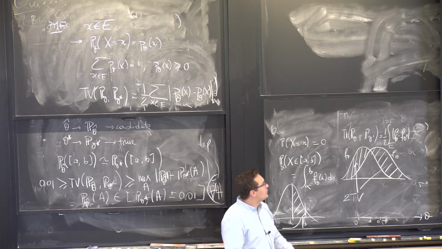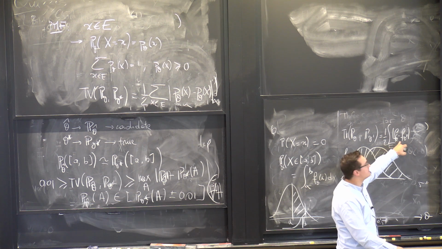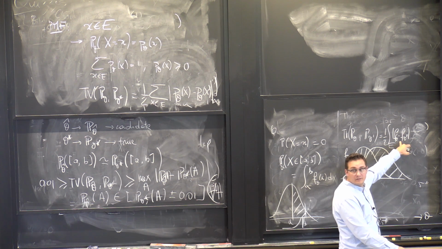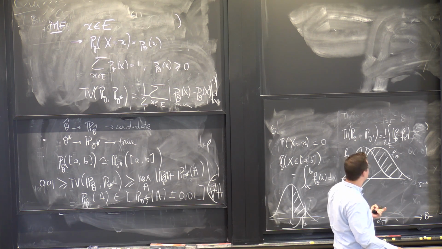Now, there's also the triangle inequality that follows immediately from the triangle inequality inside this guy, right? If I squeeze in some f theta prime prime in there, I'm going to use the triangle inequality and get the triangle inequality for the whole thing.